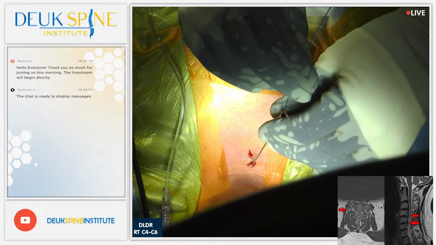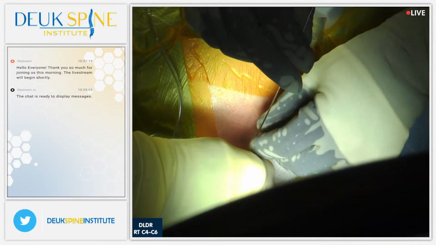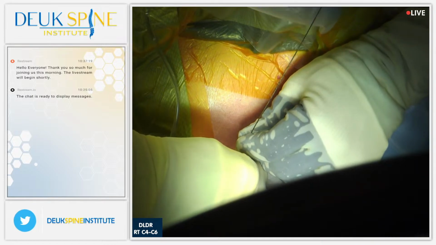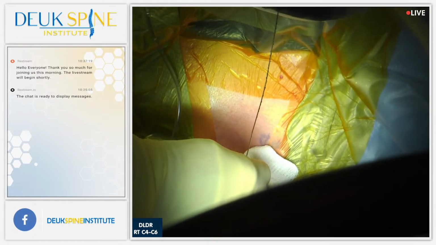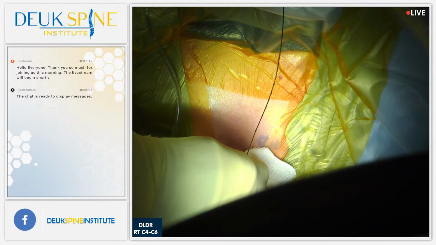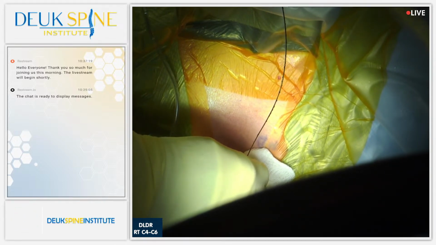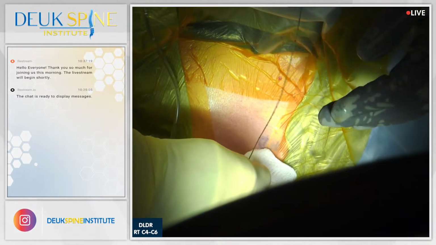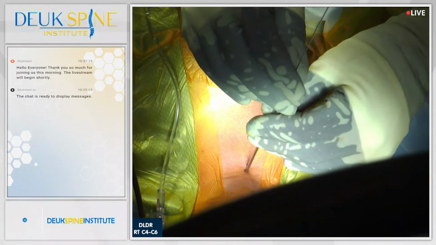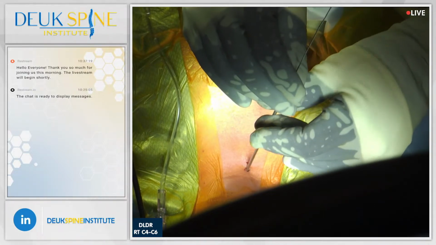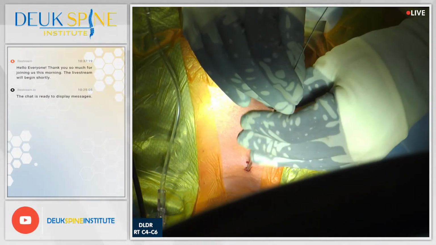Shot. Now I'm going to take the needle out and I'm going to bring the dilator down over the guide wire. We've done 1,000 of these surgeries at Deuk Spine in the last 18 years. This is endoscopic spine surgery. You're watching the future of all spine surgery right now. Not spine surgery for tumors necessarily, but for degenerative conditions like disc problems.